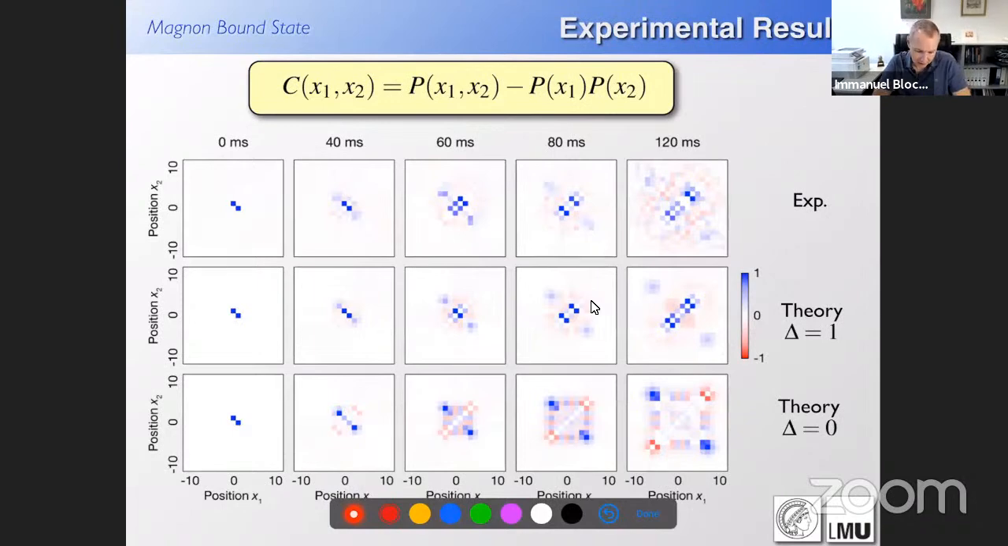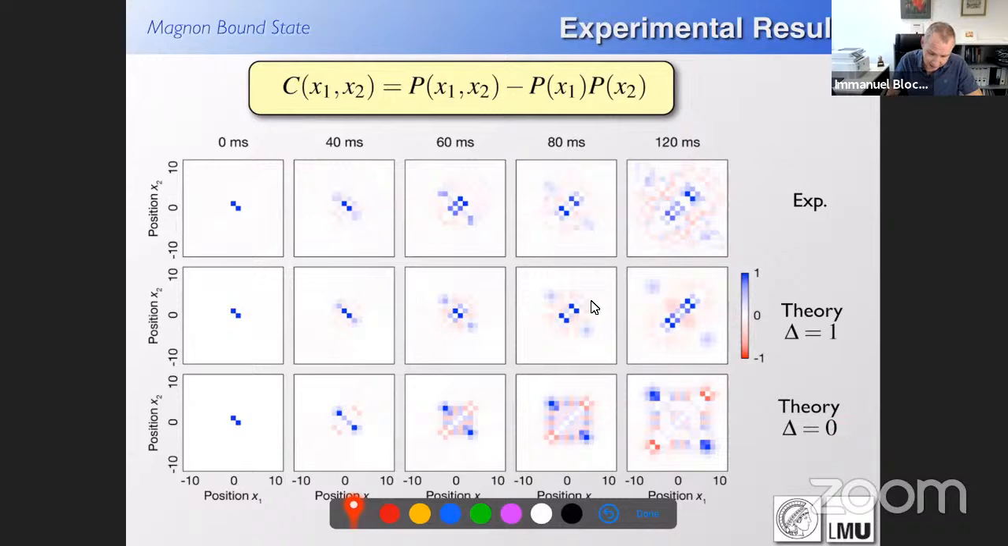We cannot tune the delta because we didn't have a Feshbach resonance in that experiment. But here you can see the data. So we can compare the experimental data to the theory at the Heisenberg point and to theory, for example, if you would have non-interacting spins, if delta would be 0, this anisotropy parameter would be 0.